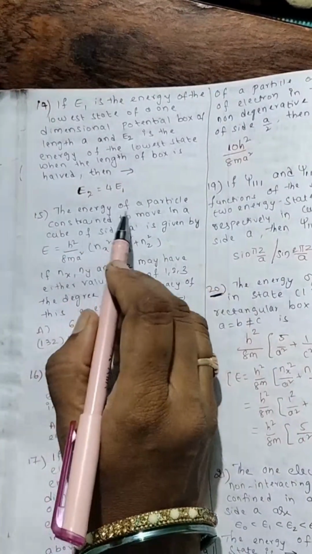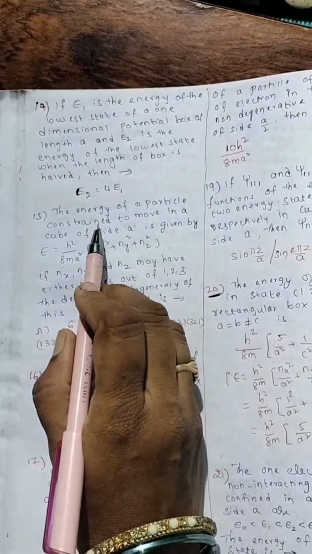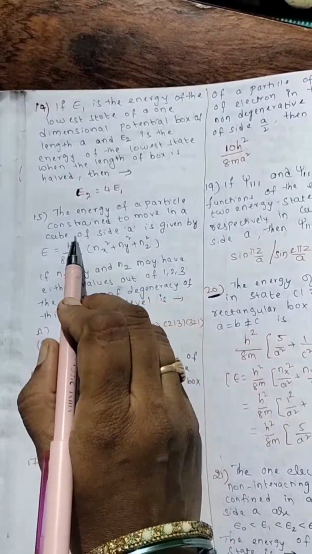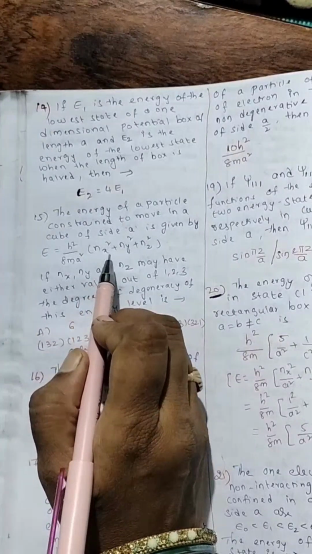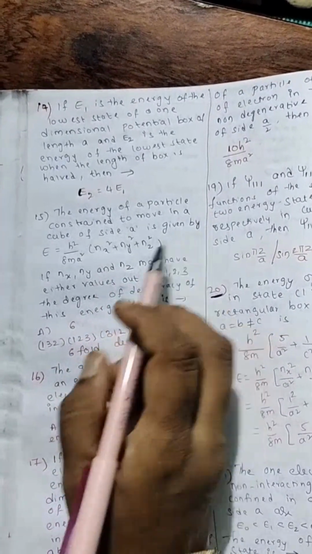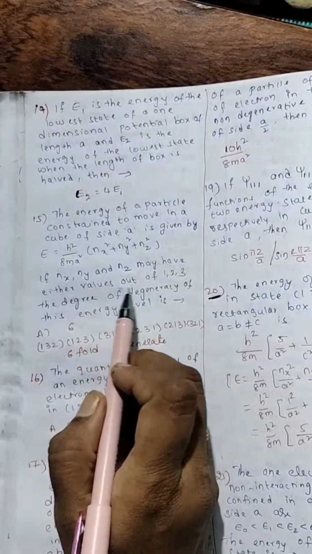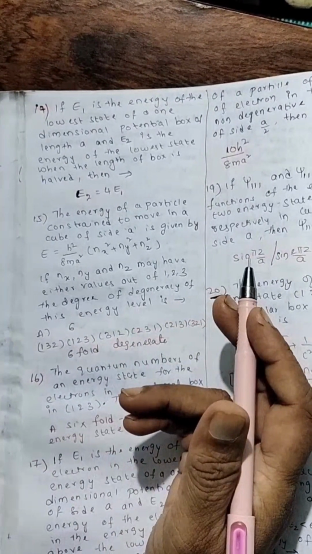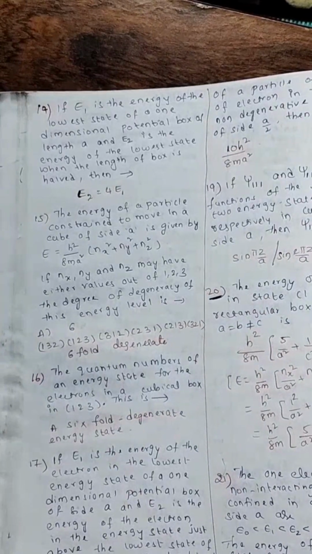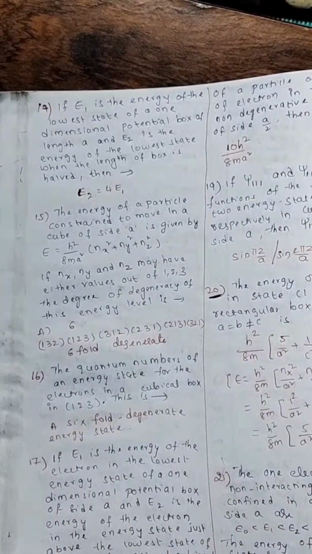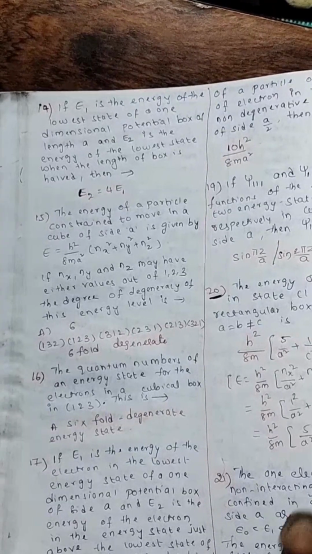Now, the energy of a particle constrained to move in a cube of side a is given by h²/8ma² (nx² + ny² + nz²). If nx, ny, nz may have values 1, 2, 3, find the degree of degeneracy. Degeneracy means that even if the quantum states are different, the energy level will be the same. The energy values will be the same.